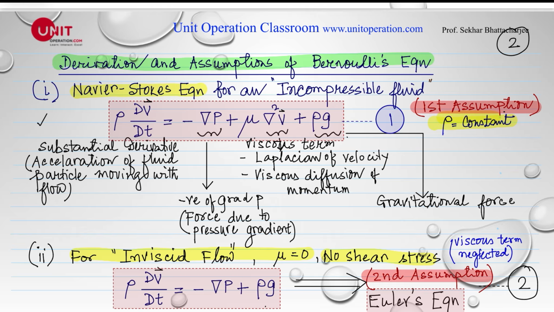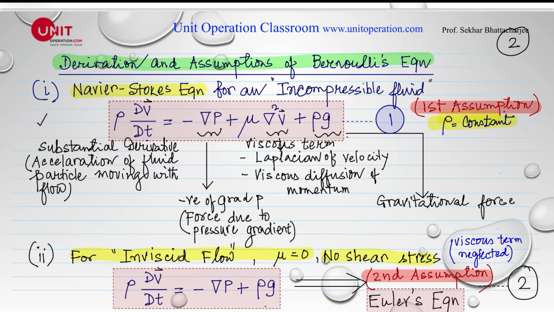the Navier-Stokes equations can be like this, where this is the constant density, this is the substantial derivative of velocity vector with respect to time, and this accounts for the acceleration of fluid particle moving with flow. This, of course, is the negative of grad P because the flow flows in the opposite direction. So that's the force due to pressure gradient. This is called the viscous term, a Laplacian of velocity, and this accounts for the viscous diffusion of momentum. And this one right here is a gravitational force.